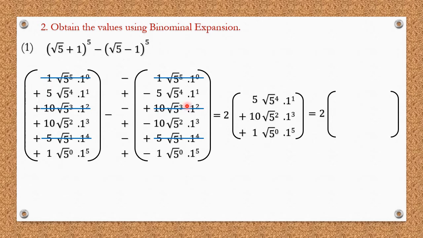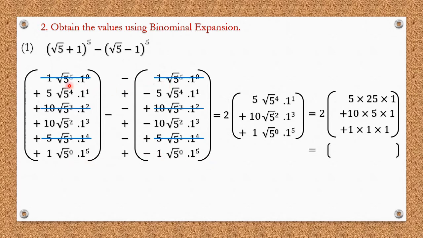So first term, then plus, I will write this term, and because I am multiplying it with 2, I will get the answer of this total. 10 root 5 raised to 2, 1 raised to 3. And similarly, I will write down the last term, 1 root 5 raised to 0, 1 raised to 5.